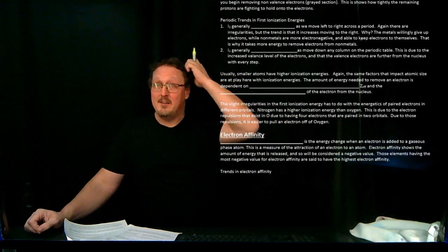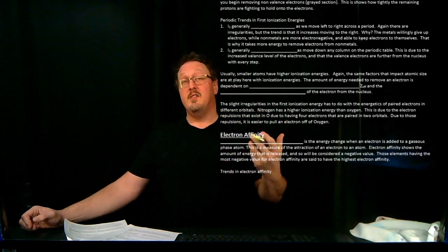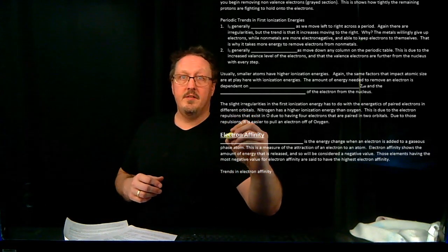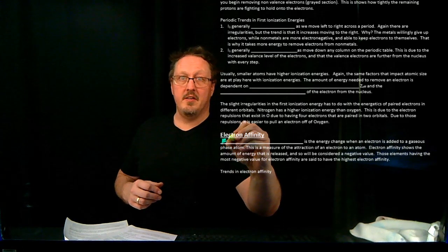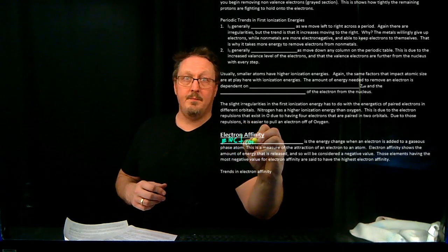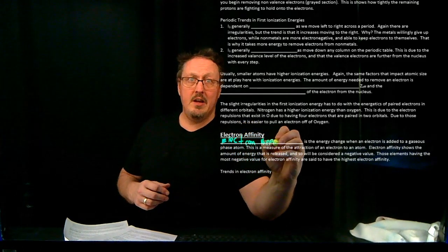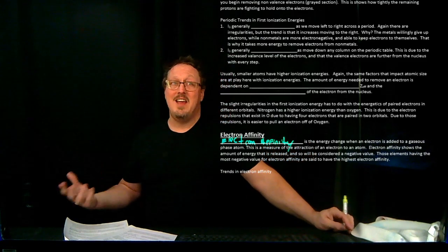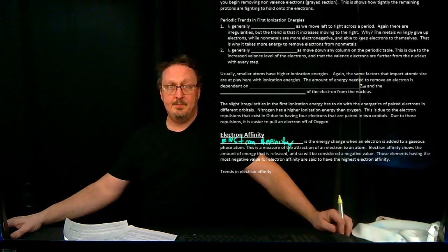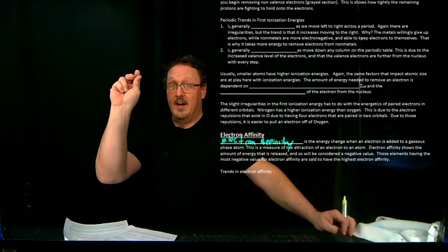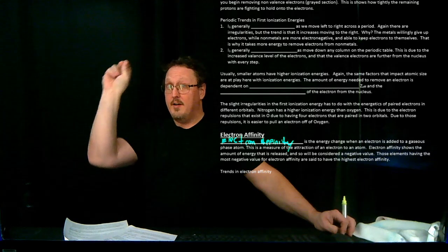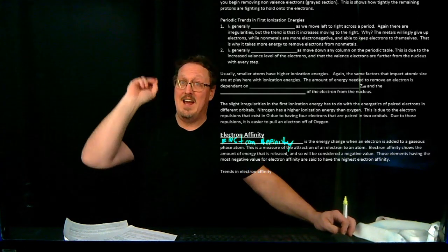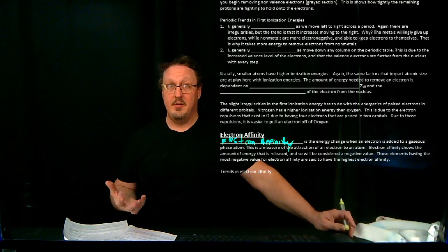The opposite side of the coin from ionization energy is electron affinity. Electron affinity is the energy change when an electron is added to a gaseous phase atom. This is the other side. In ionization energy, it's the amount of energy to pluck off an electron. Electron affinity is the amount of energy it takes to add an electron to it in the gas phase.